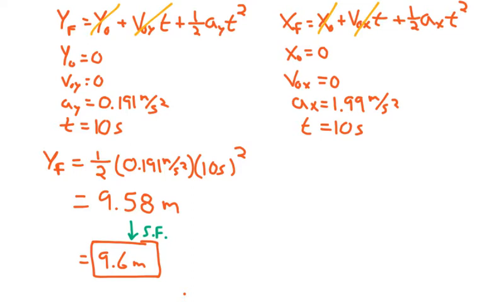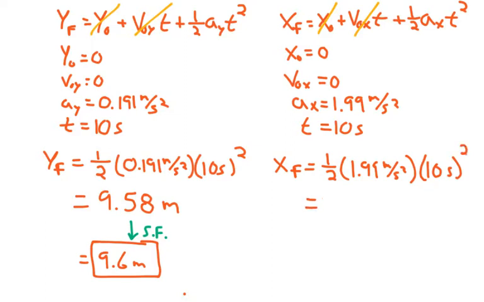We know it's vertical because it's in the y direction. Doing the same thing in the x direction, I've got x final is equal to 1/2 times a sub x, which we know is 1.99 meters per second squared, times the time squared, don't forget that squared, 10 seconds squared. When I plug all of this into my calculator, I get approximately 99.5 meters, which, watching my sig figs, rounds to 100 meters in the x direction. So that's going to be my answer to part A.